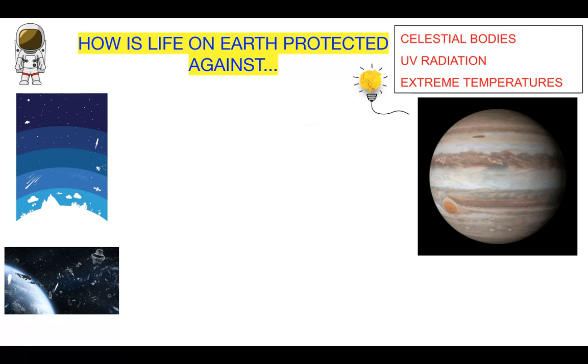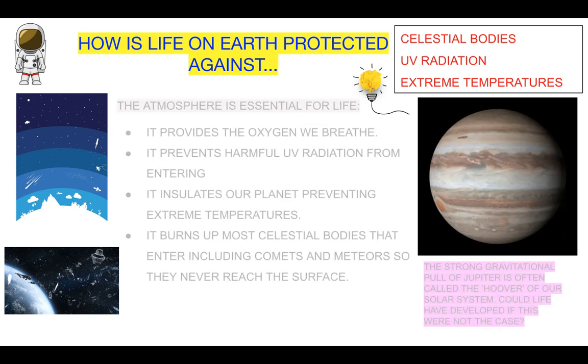So the next thing then to consider is how is life on Earth protected against different sorts of conditions, like for example celestial bodies. How are we protected against asteroids, comets, meteors? How are we protected against UV radiation, which causes dangerous things like skin cancer? And how are we protected from the extreme temperatures that you see on other planets? Okay, so what you'll do is you'll brainstorm for that for 5 minutes in your small copy, and I'm going to proceed now with a few different answers to that.